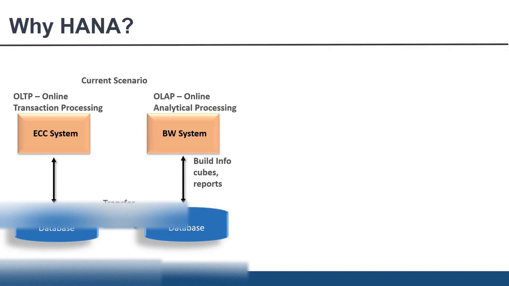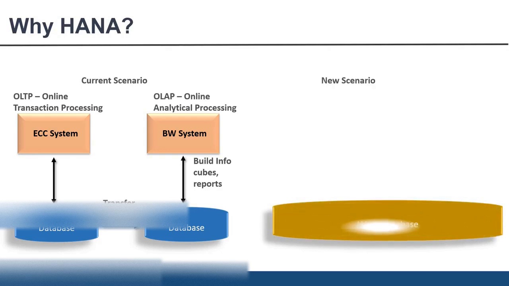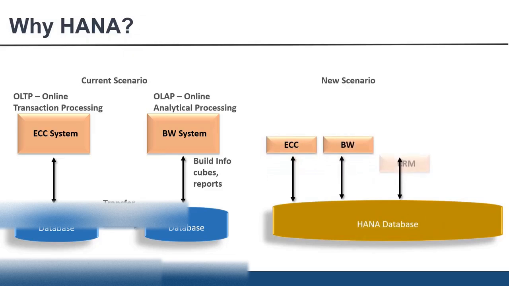So how had HANA changed this scenario? Now with HANA, you have the HANA database, and then you can run any system on top of the same database. That means you can run the ECC system, you can run the BW system, you can run the CRM system, you can run the SRM system, you can run any system on top of the same database.